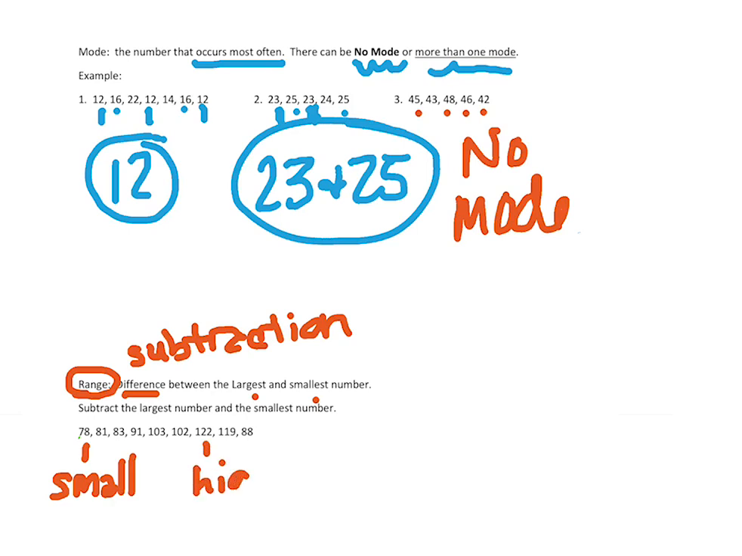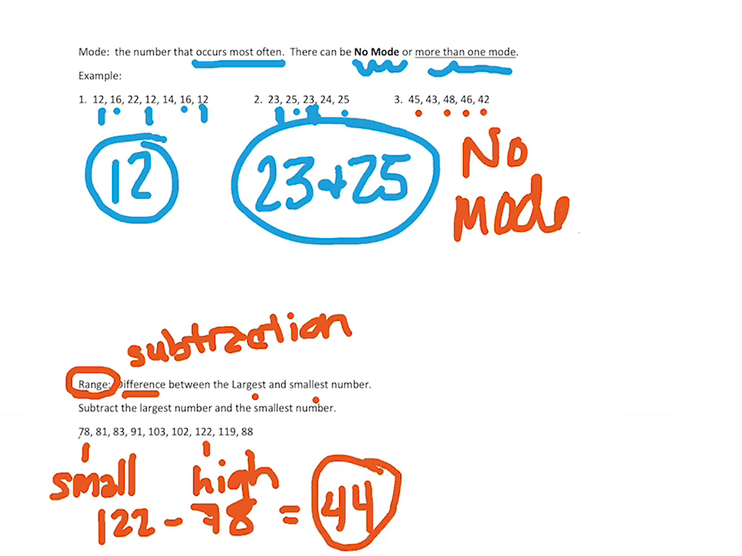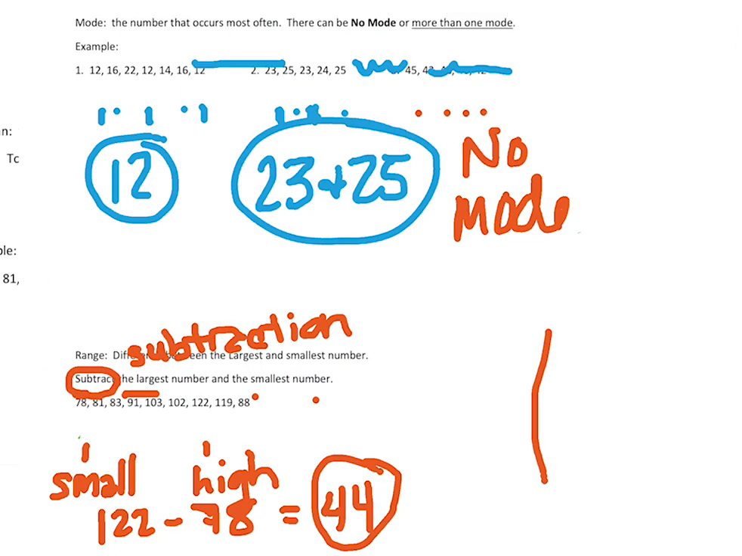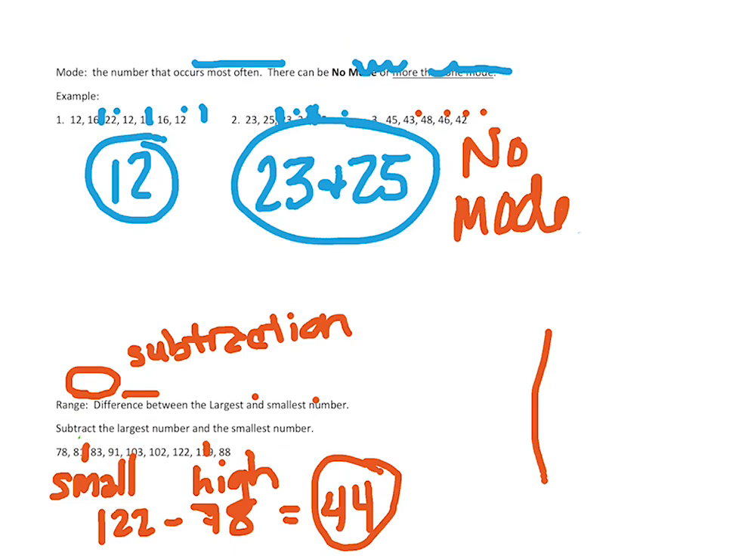That's your high. So then to find your range, you just subtract them. So we're going to do 122, subtract 78. I'm going to do that on my handy dandy calculator, and I get 44. So 44 would be my range. Okay, let's see if there's anything more on this page of notes. Doesn't look like it. Okay, next page.